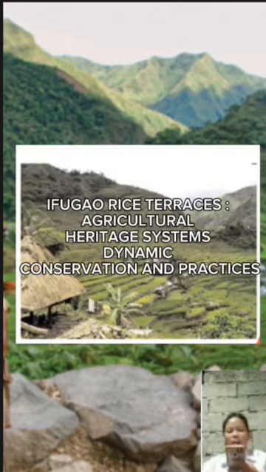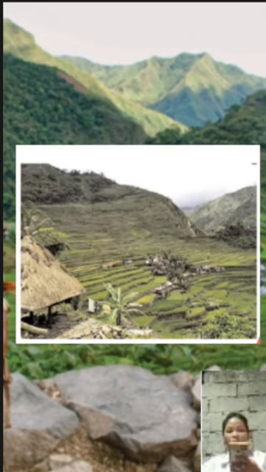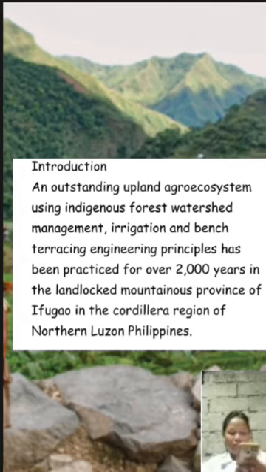Ifugao Rice Terraces, Agricultural Heritage System, Dynamic Conservation and Practices. An outstanding upland agro-system using indigenous forests, land and water management, irrigation, and bench terracing engineering principles has been practiced for over 2,000 years in the landlocked mountainous province of Ifugao in the Cordillera region of northern Luzon, Philippines.